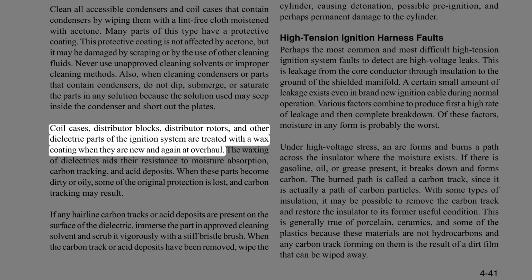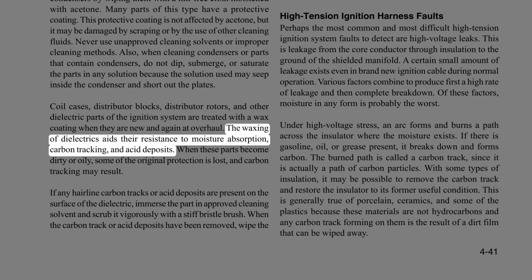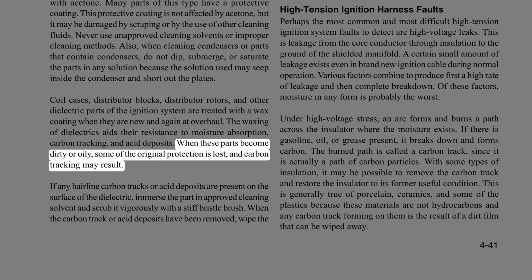Coil cases, distributor blocks, distributor rotors, and other dielectric parts of the ignition system are treated with a wax coating when they are new and again at overhaul. The waxing of dielectrics aids their resistance to moisture absorption, carbon tracking, and acid deposits. When these parts become dirty or oily, some of the original protection is lost, and carbon tracking may result.